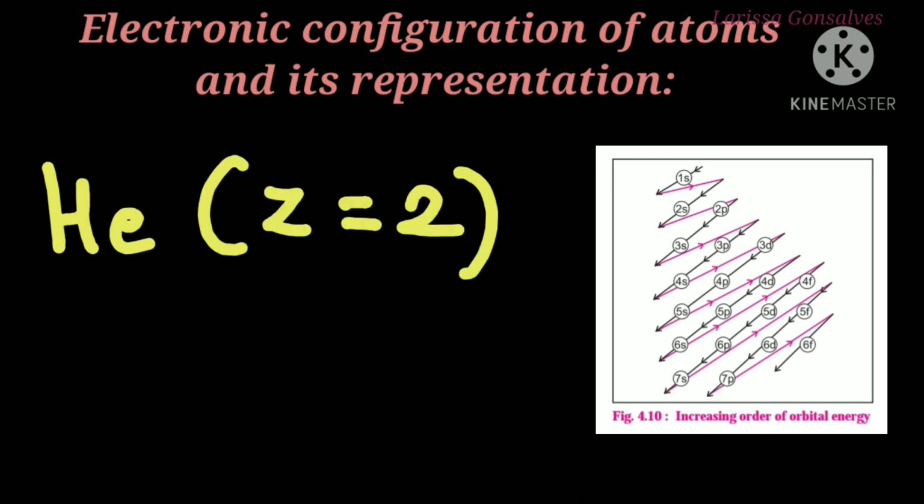The second example is helium. Now helium has 2 electrons, right? So again start from 1s. So 1s, maximum capacity of s electron is 2. So the electronic configuration is 1s2.